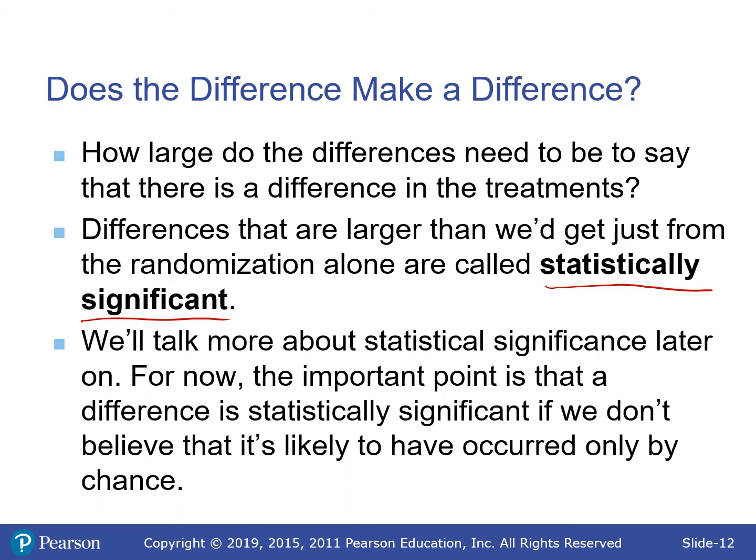But when it's called statistically significant, it means that the differences are larger than we'd get from just the randomization. And generally speaking, throughout the rest of this year, we're looking for statistical significance. And we'll be talking a lot more about that later on. So now we just want to know if it's big enough to matter, or if it's super small. That's easy. And there's a good graph in the book that helps to demonstrate that too.